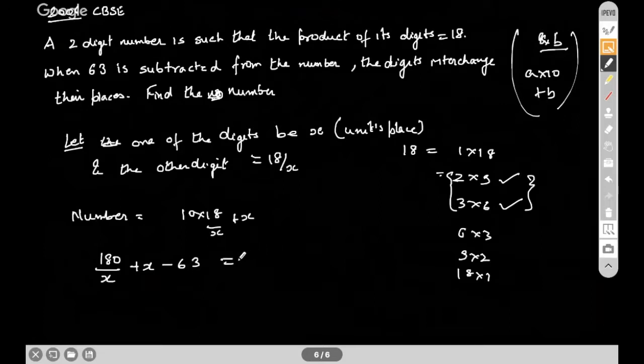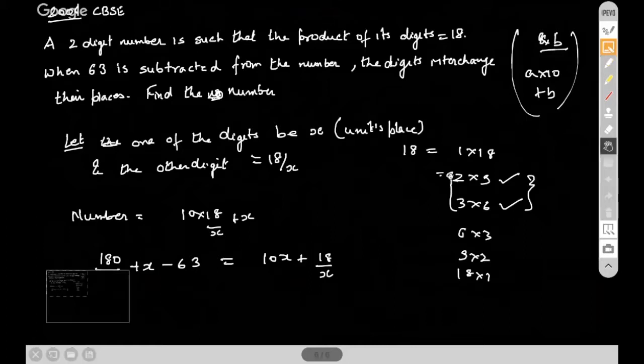So units becomes tens and tens becomes units. So it will be now 10x plus 18 by x. So this is the question. Now, once you are done with formulating an equation, your job is half done. You have to just solve the equation. So let us try and solve.